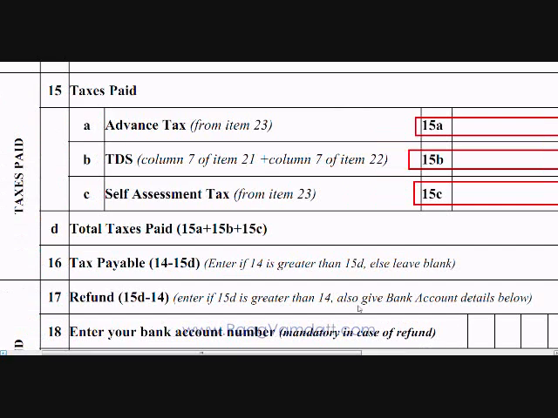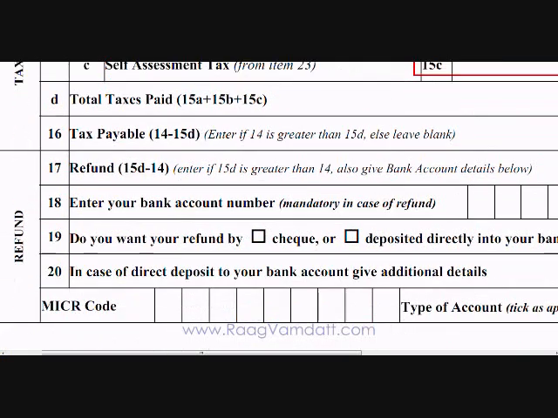If the tax payable is more than the tax you have already paid, you would need to pay the difference now. This would be the case if the amount in box 14 is greater than the amount in box 15D. If so, subtract the amount in box 15D from the amount in box 14. This is the amount that you need to pay now. Put this in box 16. This is the tax payable.